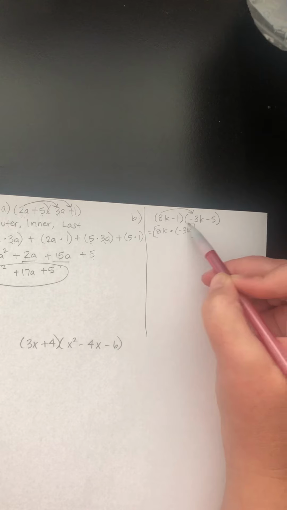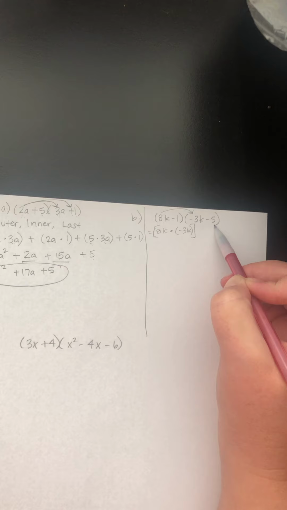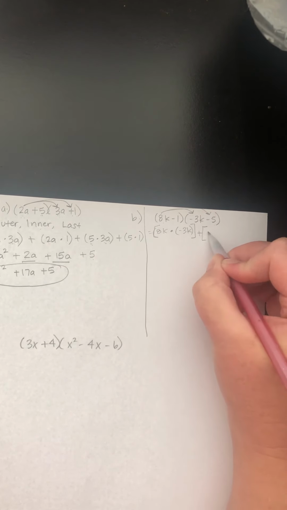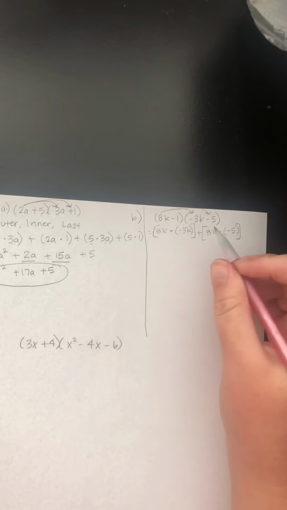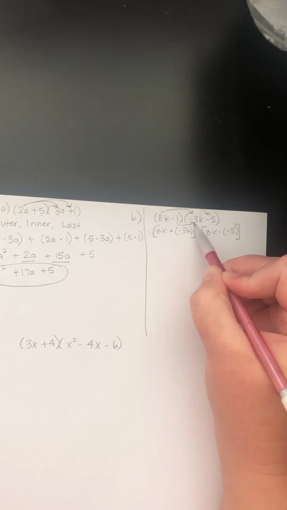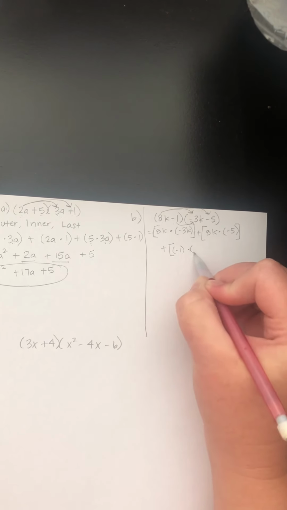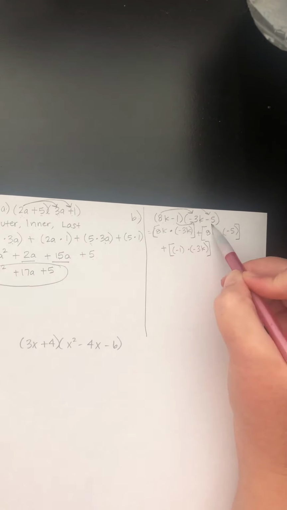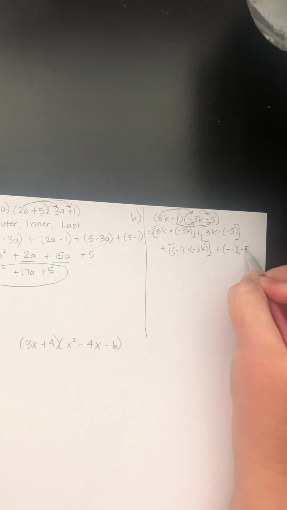Okay, so we did our first two terms. Our second term, our outside terms are 8k and negative 5. So plus, and we're going to put 8k times, in parentheses, negative 5. Okay, our inner terms are negative 1 and negative 3k. So plus negative 1 times negative 3k. And our last terms are negative 1 and negative 5. Plus negative 1 times negative 5.